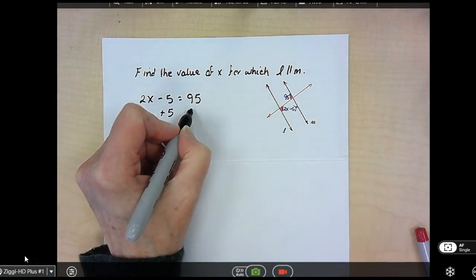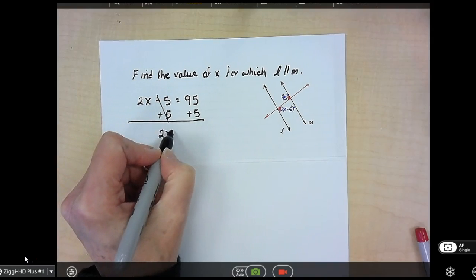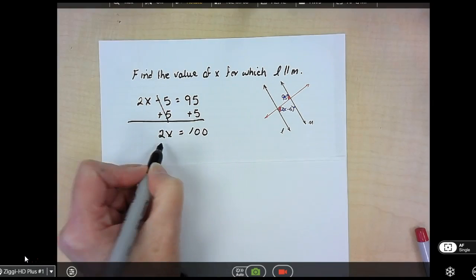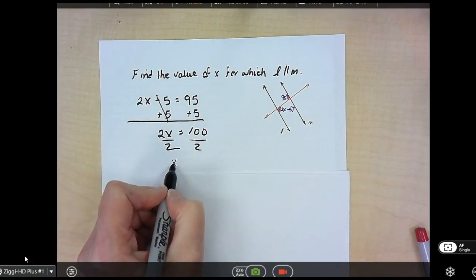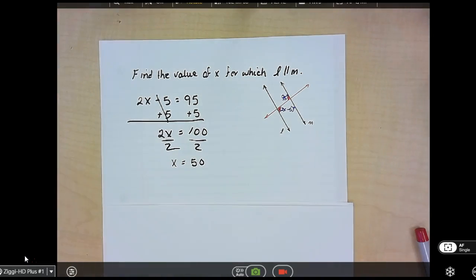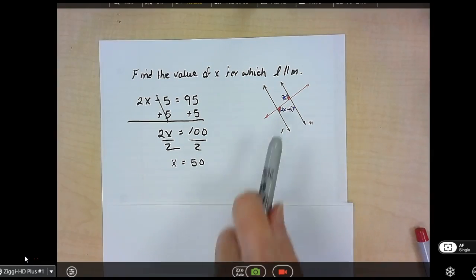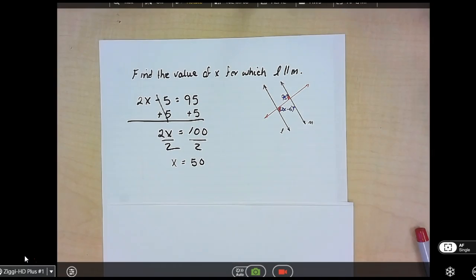So add 5. That cancels. 2x equals 100. Divide by 2. So my x equals 50. So that would be the value of x to make this angle 95. And you've solved the problem.